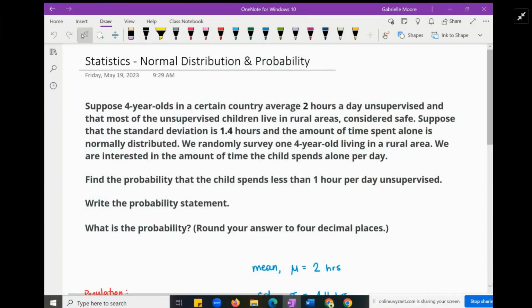Welcome in. We're going to look at a question that was requested on Wyzant having to do with the statistics problem of normal distribution and finding the probability. So let's look at what this question is all about.